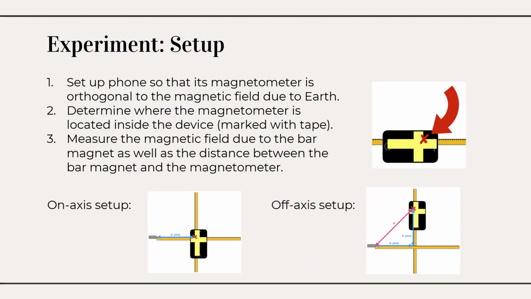Just to give a brief overview of the experiment, first, the phone was set up in a way such that the magnetic field due to the Earth would not affect measurements. Then it was determined where the magnetometer is in the phone, and then the magnetic field was measured both on axis and off axis, as you can see at the bottom.